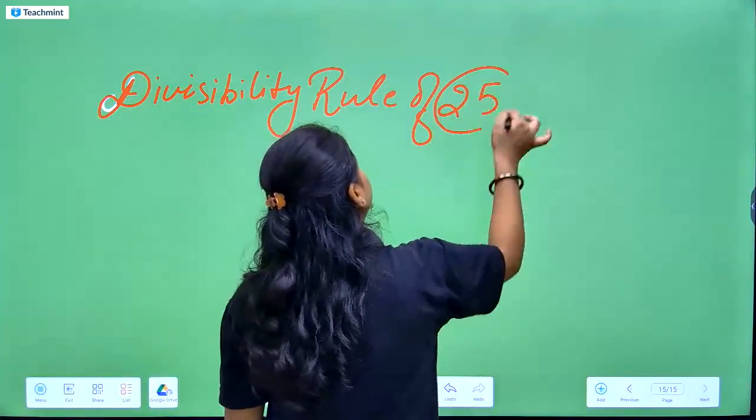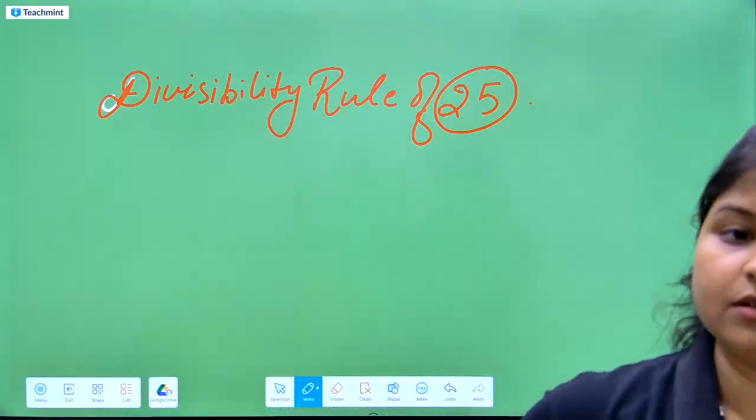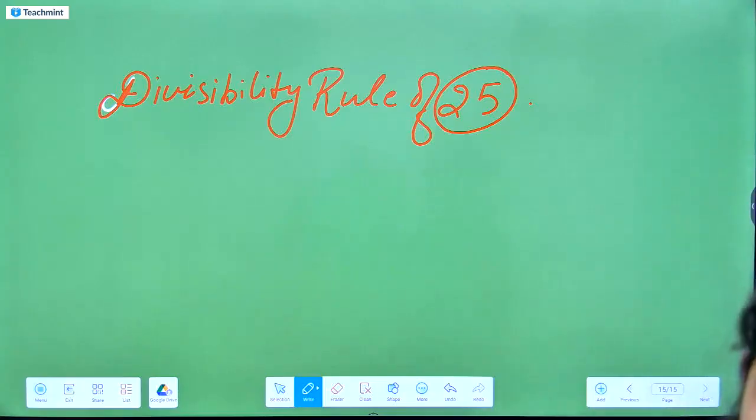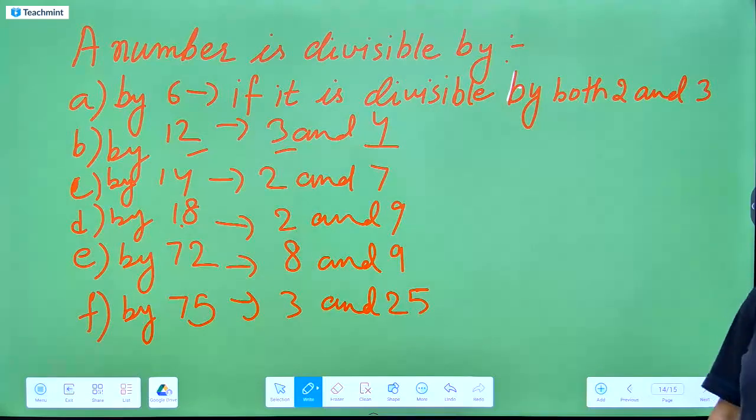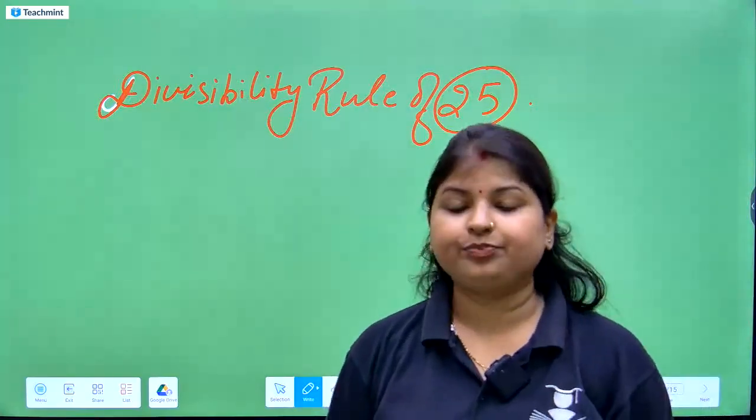Okay. Now, divisibility rule of 25, beta. Yes, Adya? Ma'am, I could not see your screen. Can you show it for once more? I'll just take a screenshot. Okay, just for once, beta. Take the screenshot quickly. Done, ma'am. Thanks.